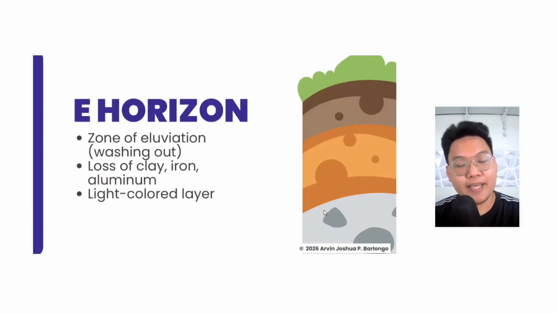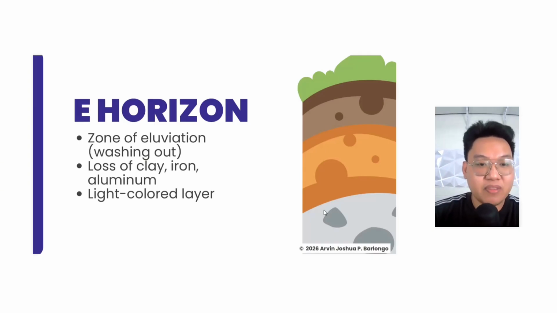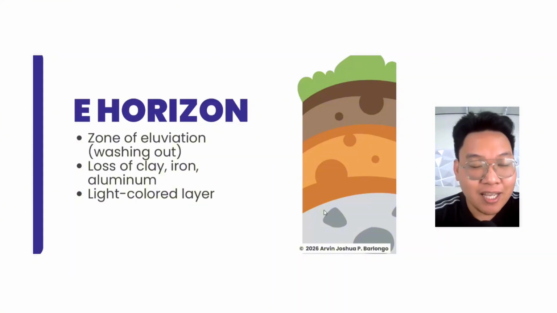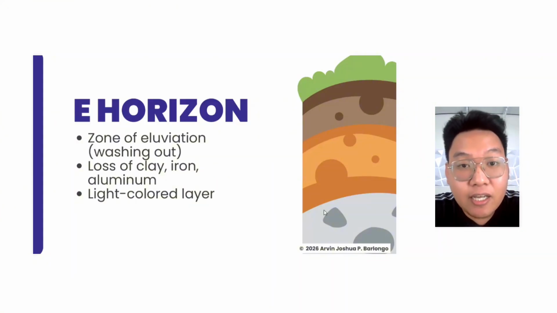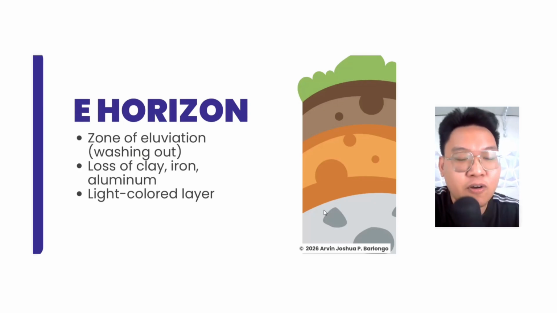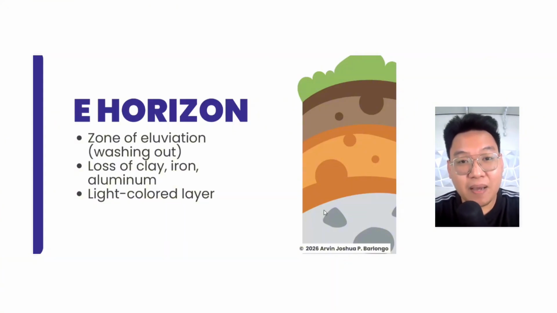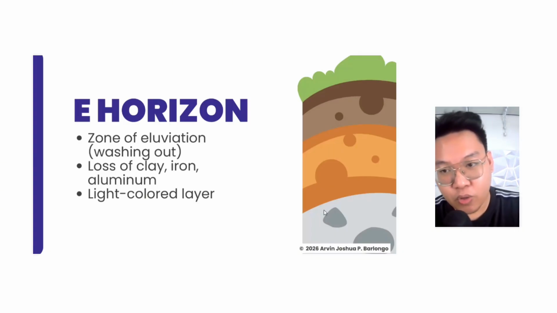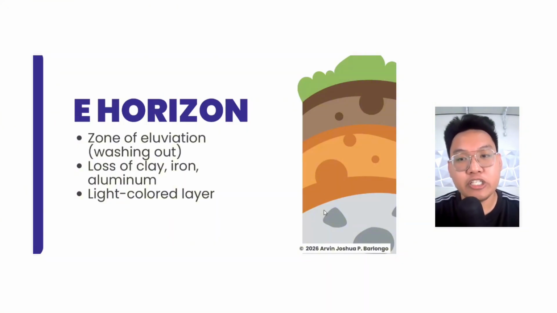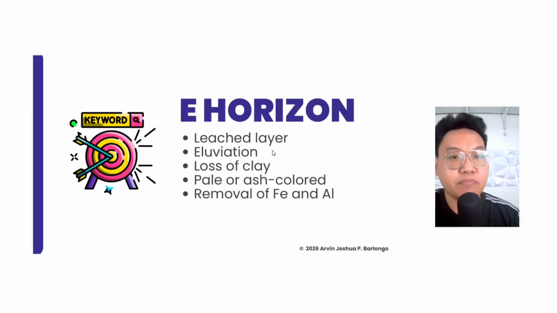So, ang color niya is kulay blue. Bakit blue? Para mas madaling tandaan, kasi ang washing out, karaniwan natin siyang ina-associate sa tubig, 'di ba? So kaya kulay blue na yung ginamit ko. Kasi ang E horizon, it is the zone of elimination, or kapag sinabi natin elimination, ito na yung washing out. So dito makikita yung loss of clay, iron, and aluminum, and light-colored layer siya, ang E horizon.